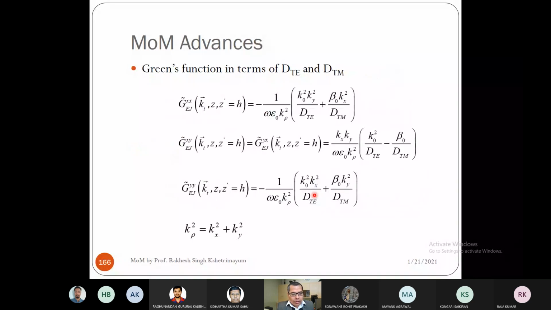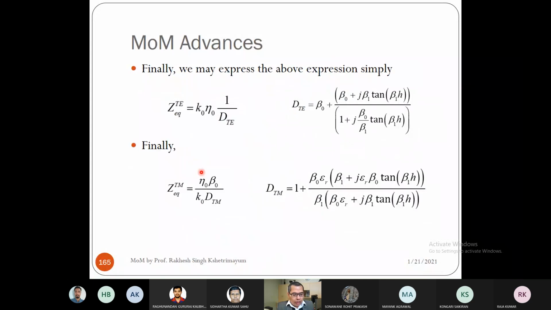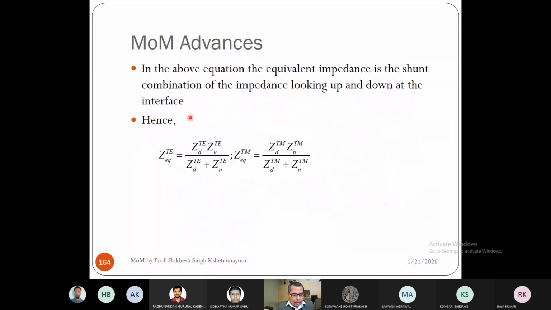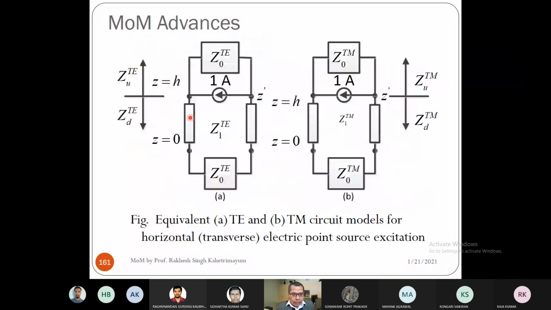So now I have the expression for the Green's function, xx component, xy component, yy component. In this case, look at this equivalent circuit here. If I know the equivalent impedance here, if I multiply that equivalent impedance with the 1 amp current, then I get the voltage at this location. I'm interested in finding the voltage at this location. I know what is the equivalent impedance at this location. I know what is the current here. When I multiply those two, what I'm getting is the voltage at that location. So current is anyway 1 amp. If I know Z equivalent here, that would be the voltage at this location.